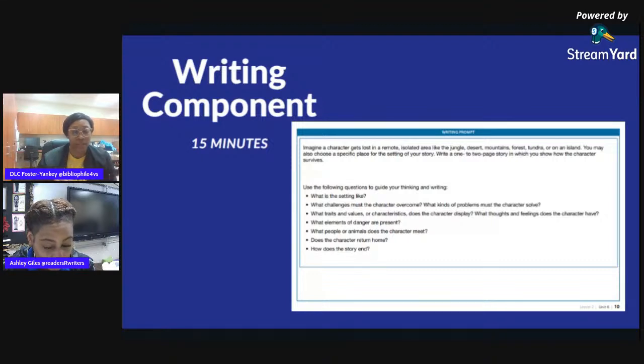So I was thinking, like in that first support where it talks about clarifying the meaning of unknown words and phrases in the prompt, where it says jungle, desert, mountains, like the different settings, the teacher might provide pictures of the different settings to kind of get the kids' imagination working.